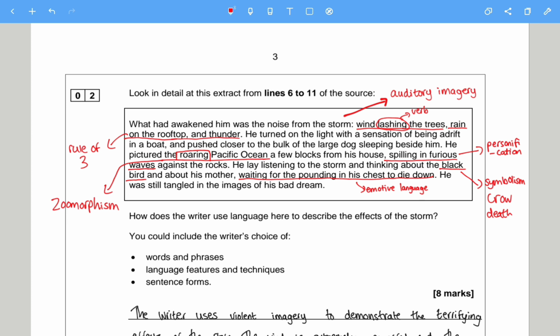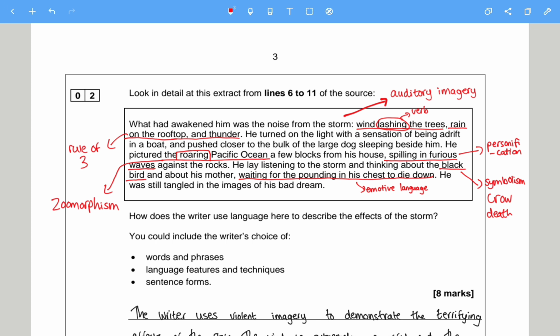He lay listening to the storm and thinking about the blackbird and about his mother. Now, blackbird, that's an example of symbolism because it symbolizes death. And also, if you think about a blackbird, you think about a crow, and a crow has associations with death and negative things. Waiting for the pounding in his chest to die down. I've also underlined that, which is an example of emotive language because it's evoking emotions. It's showing you how nervous and startled Alex really was. So these are some of the examples and some of the annotations I have come up with for question 2.